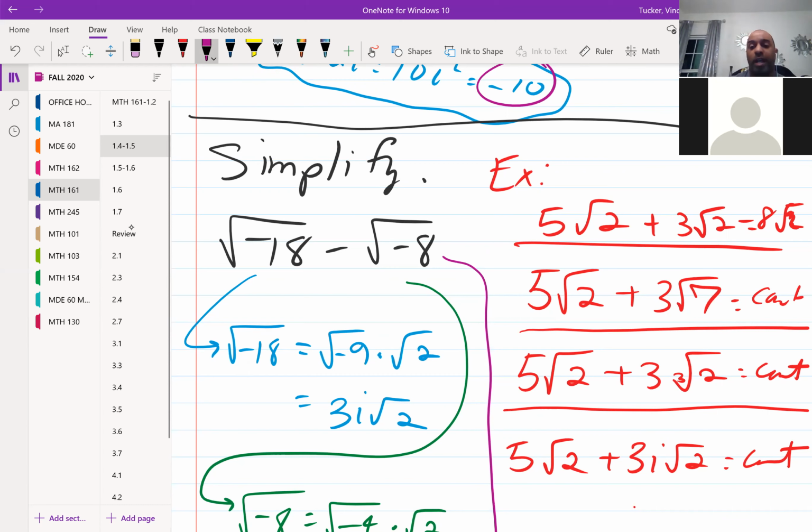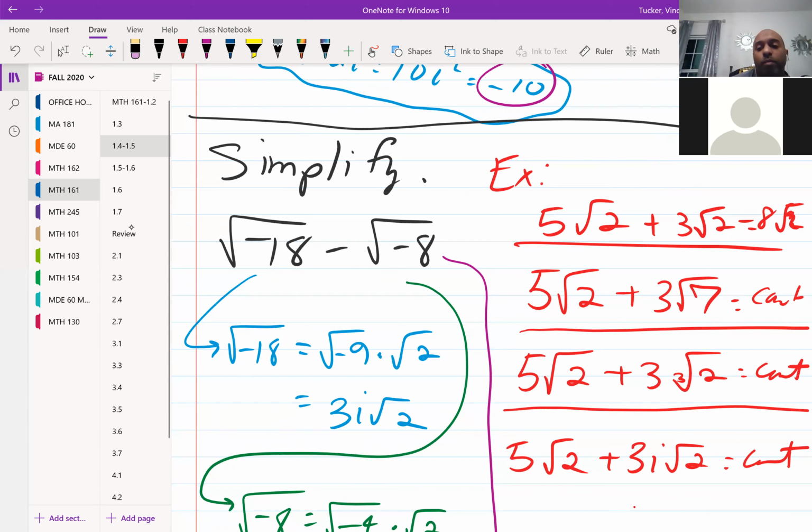And then if one has i and the other one doesn't, you can't add them together. So if you look at what I have over here in the red, just giving you a few examples of what you can and cannot do. So you have 5 square root of 2 plus 3 square root of 2 would be 8 square root of 2. Now 5 square root of 2 plus 3 square root of 7, I can't add those together because one has a 2 under the radical, one has a 7 under the radical.